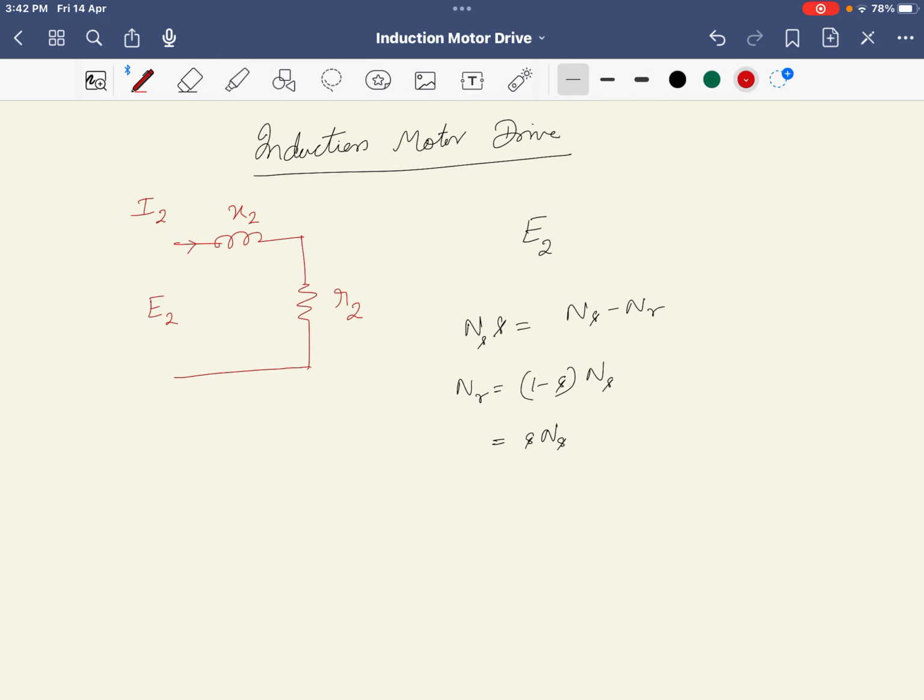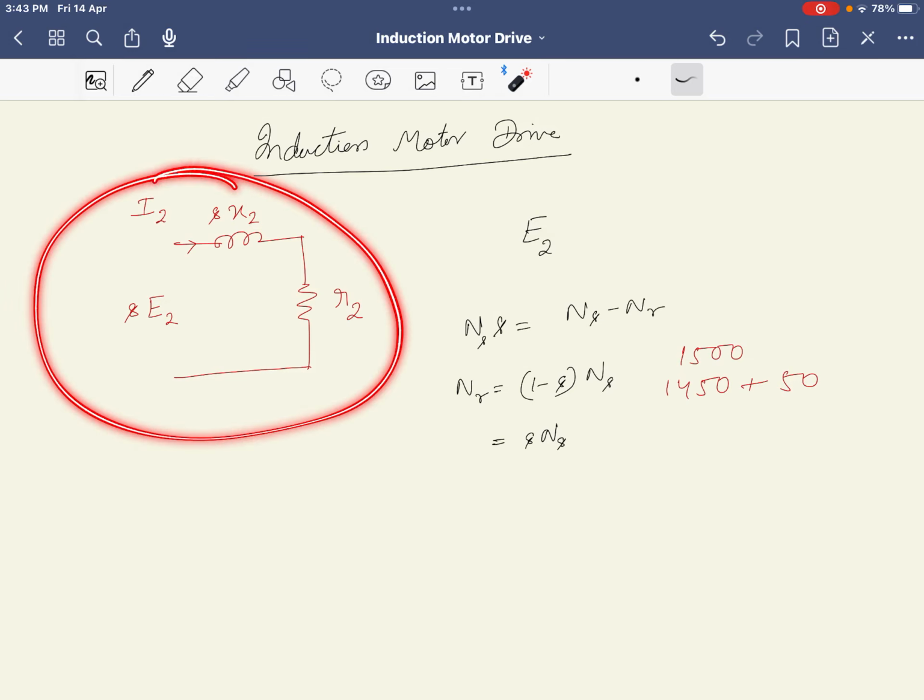That means if the stator is creating a flux, stator flux, which is running at 1500 rpm, and in case the rotor is running at 1450 rpm, the relative speed is 50 rpm, that is responsible for inducing the EMF. That is why we represent it like this: the frequency or rate of change of flux decreases with the multiplication of s. So s will be multiplied over here, s will also be multiplied with X2, right?